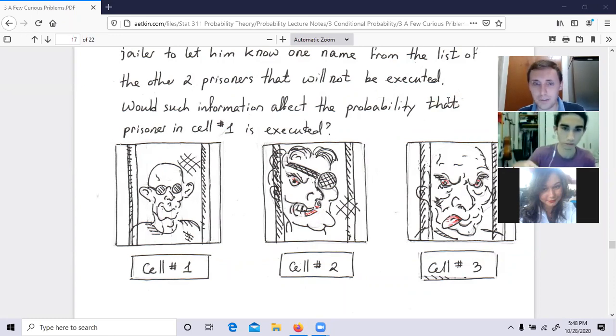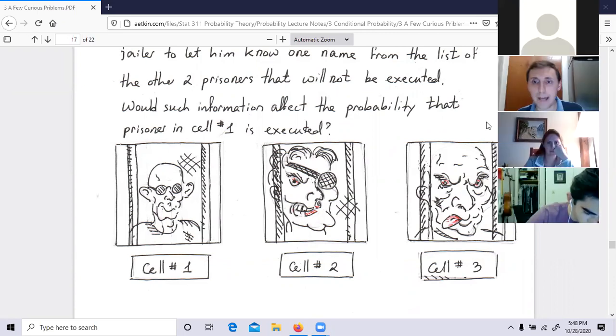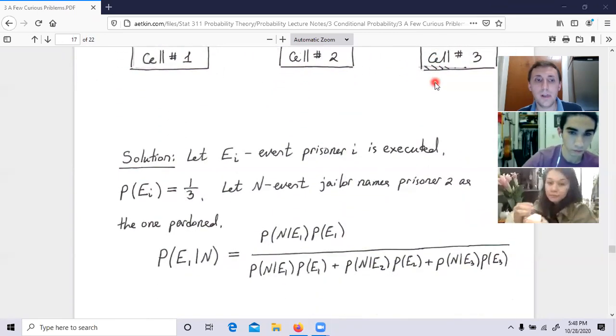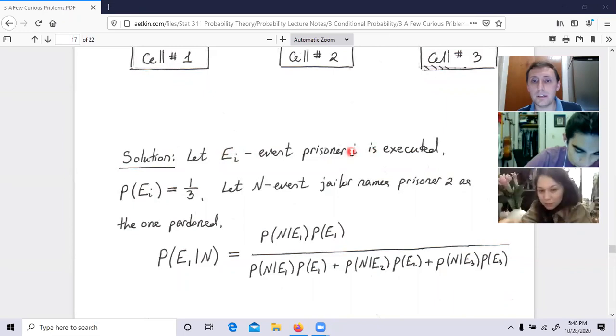My smart little fellows. Okay, so let's consider what happens here. My answer is slightly different from all of you, right? But here is what I would say. Let E_i be the event that prisoner number i is the one executed. And then the probability of that without any other information is 1/3.